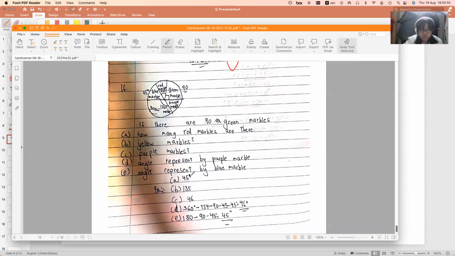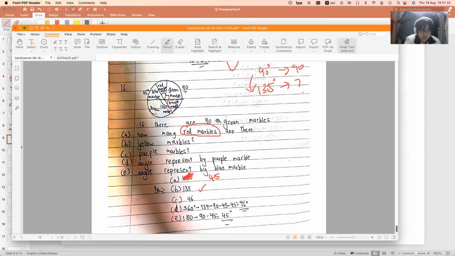Is there a degree there or not? No. I cancelled out the degree. Okay, they ask for marble, so there is no degree. You don't cancel like this. You next time just write 45. Okay. Now they say what? How many yellow marbles, right? So like I say, 90 degree is 90. So 135 is how much? So once again, proportionality. So you should get 135.